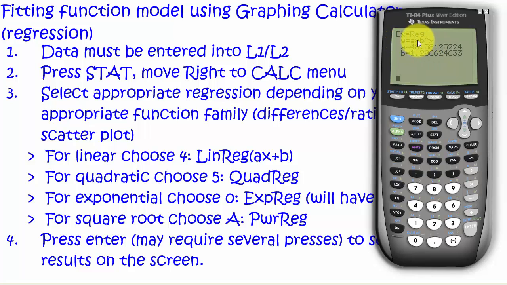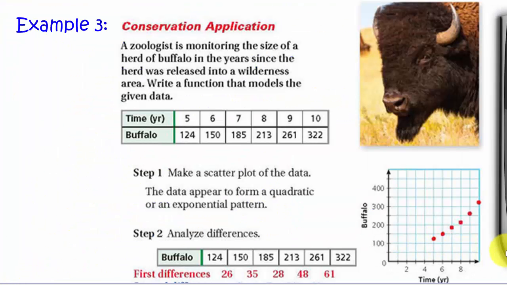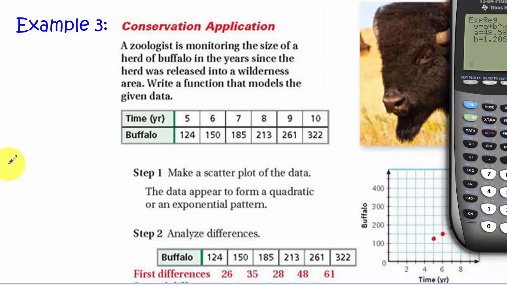It gives you the template for our exponential model, y equals ab to the x, and then it tells you a and b. So if we go back to our previous example, the equation that fits this data is, we could use, say, b for the number of buffalo, equals a, which, if we round that, say, to 48.58, times b, which is 1.207, raised to the x, or in this case, we'll use t for time.